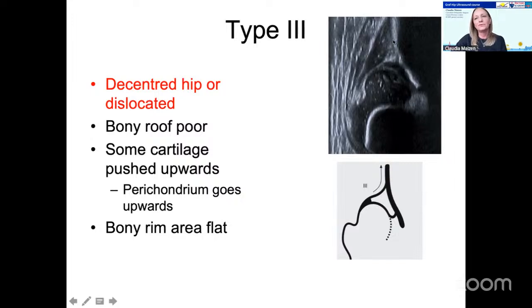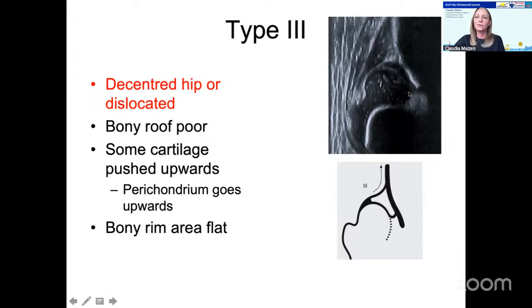The bony roof in type 3 hips is poor. So you have very poor coverage of the femoral head, or contact of bone with the femoral head. There is some cartilage still above the femoral head, but it is displaced. So we have the labrum here as a little indicator. It is above the turning point. So it is a displaced or dislocated hip. And the cartilage is now pushed upwards.